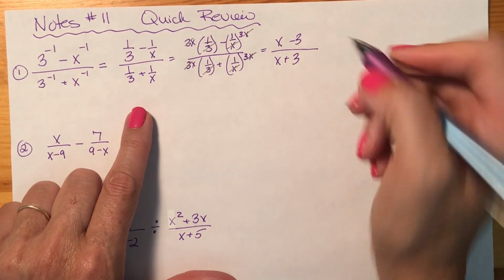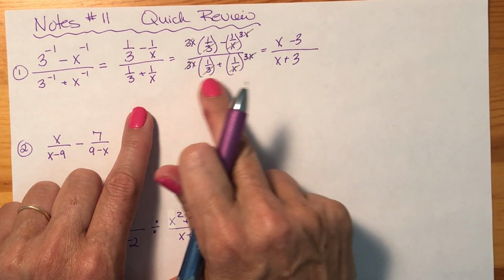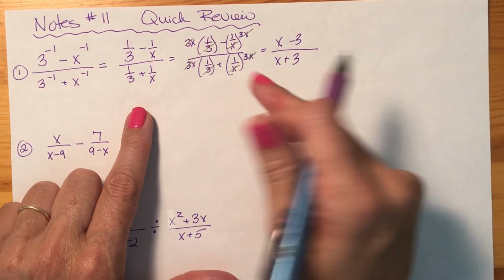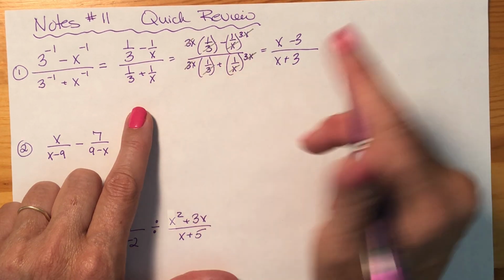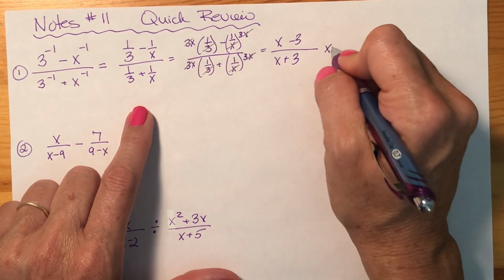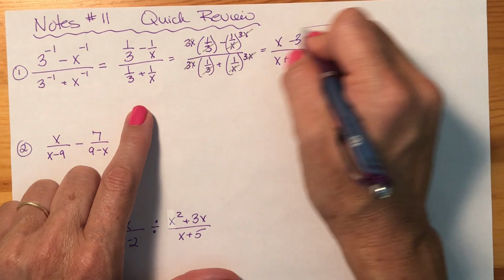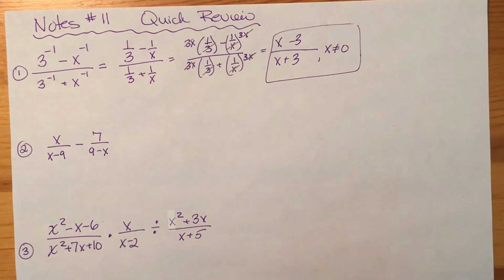Okay, cool. Now, last step, think about that domain. What divided out? 3's? That's no problem. But an x. So I need to also say x cannot equal 0. All right, so there's my full answer for full credit.